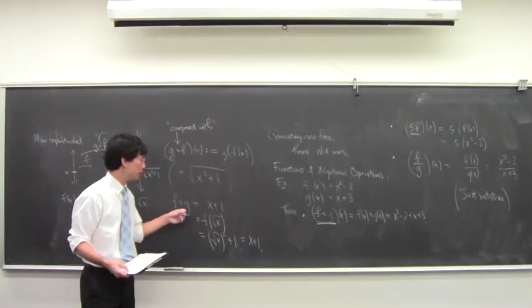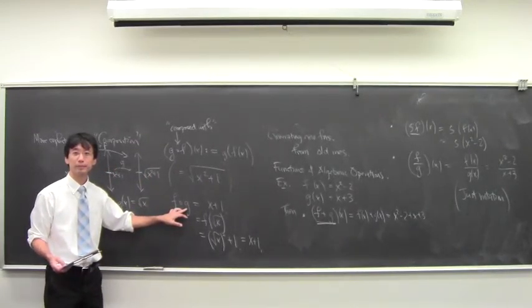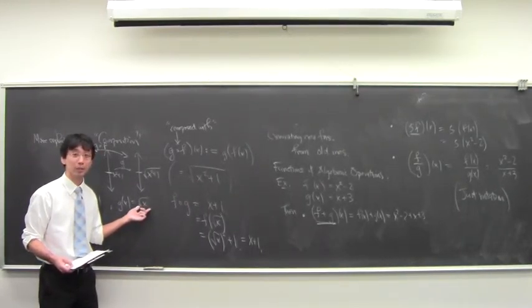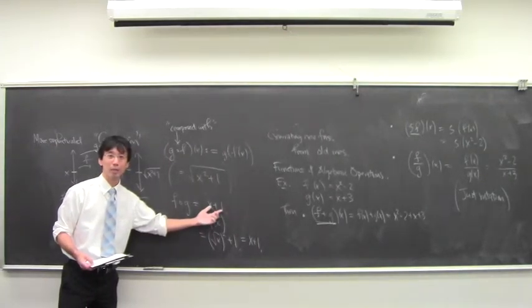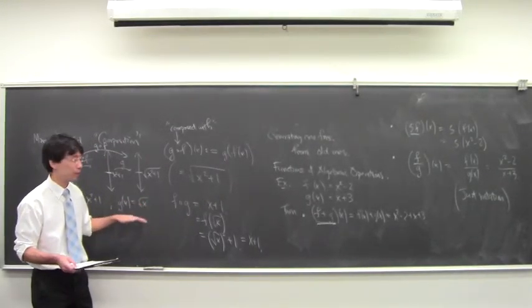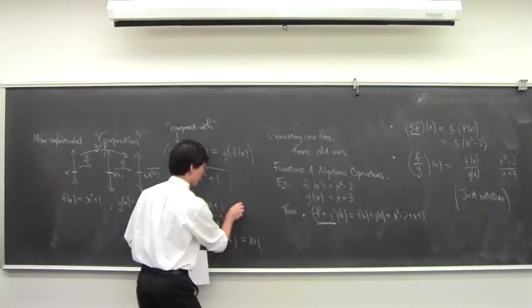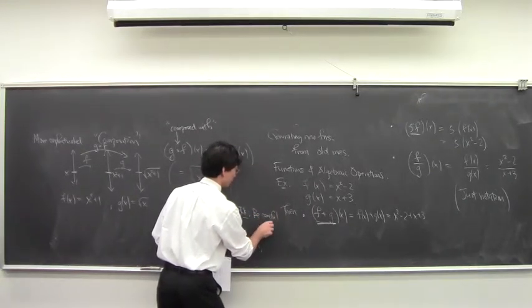One note of caution: what's the domain of f composed with g? All non-negative numbers, right? Because g is the square root function, it can't take negative numbers. Even though the composition looks like it could take any sort of number, g doesn't take negative numbers. So you have to be a little bit careful when you're looking at the domain. Remark: be careful with the domain.